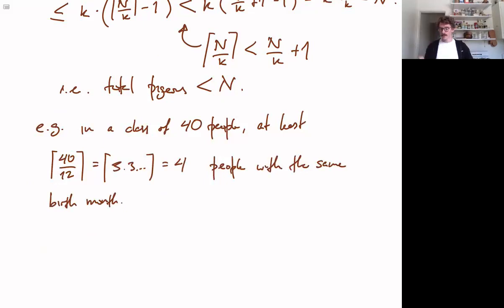So the difference is that if we were using the naive pigeonhole principle, or the first version, we would say we have more people than birth months, so there must be 2 people with the same birth month. The updated version allows us to actually say there must be 4 people with the same birth month. So it's sort of a better bound by doing this computation. Right. Very nice.